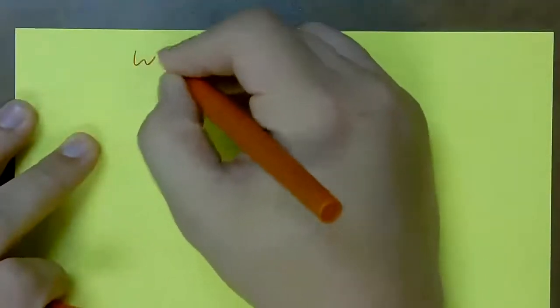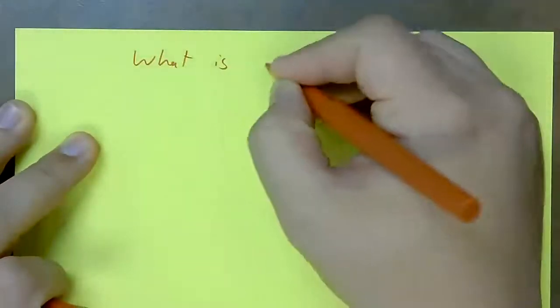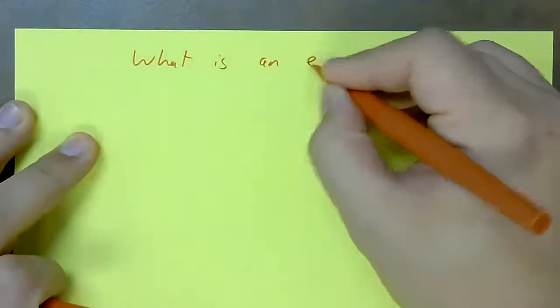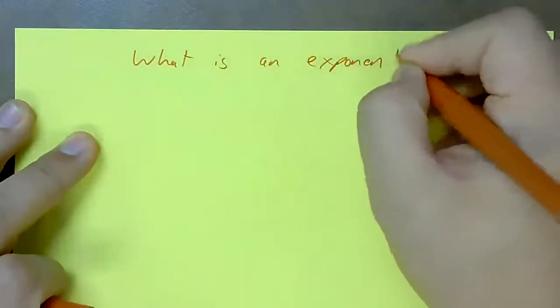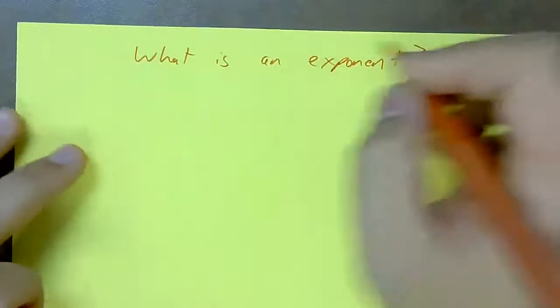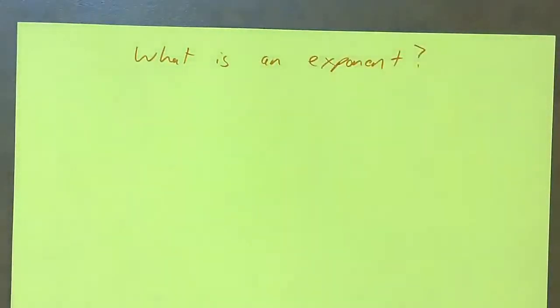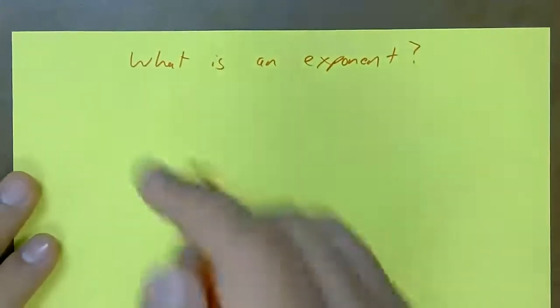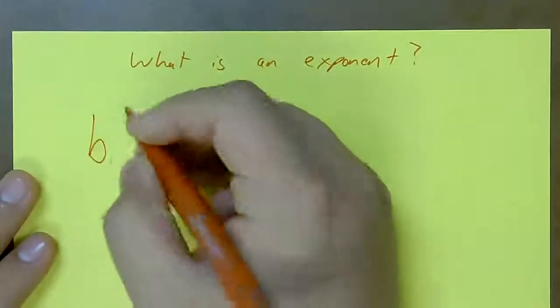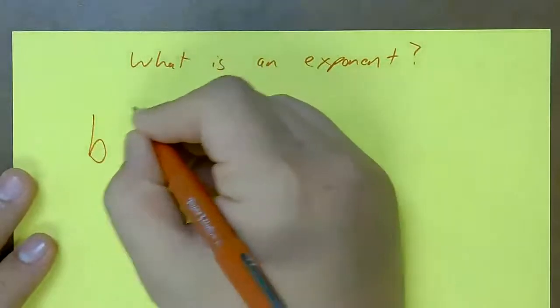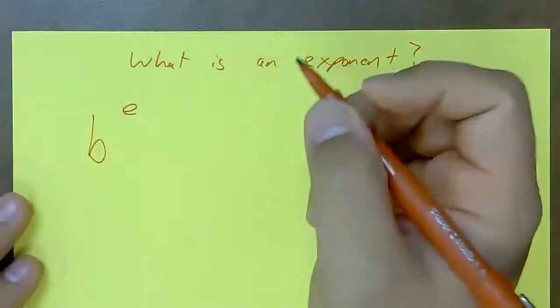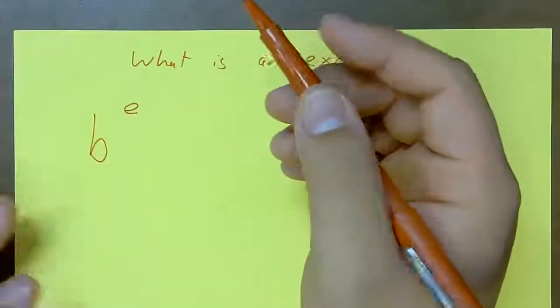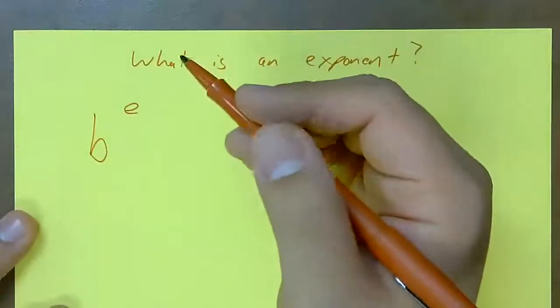We're going to take some notes on the back. So the notes we're going to start with are, what is an exponent? What is an exponent? And we'll do b to the power of e, okay? B to the power of e.